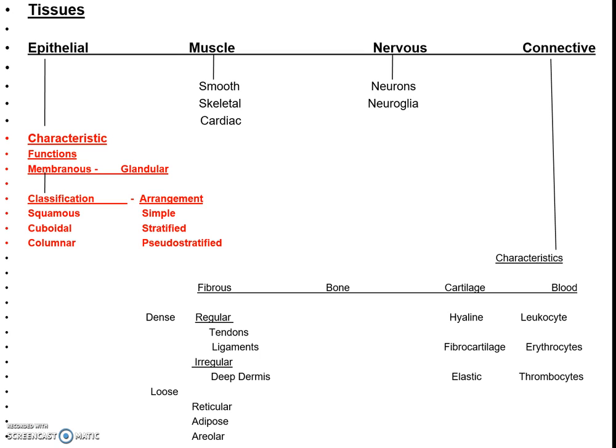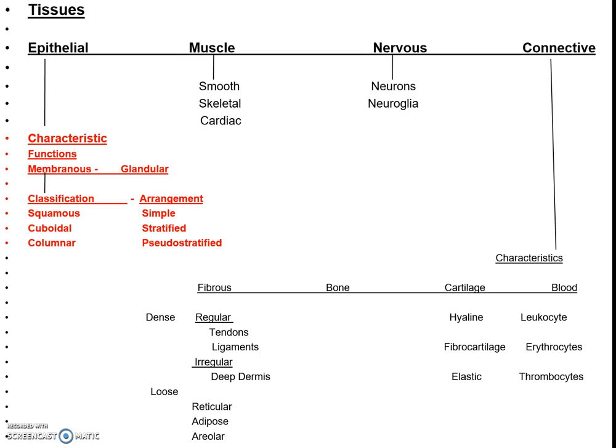Starting with the left, we have the epithelial tissue, which we'll be starting out talking about. We have muscular tissue or muscle tissue. We have nervous tissue, and then finally connective tissue. So let's go ahead and begin with the epithelial tissue and start using this chart. We'll use this chart each time we cover one of the four major tissues.